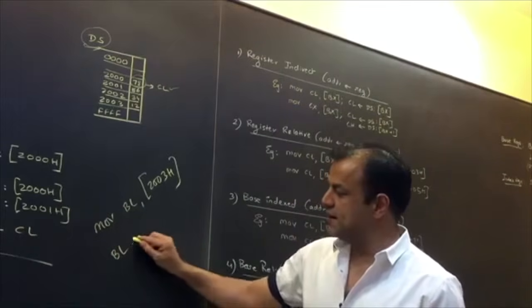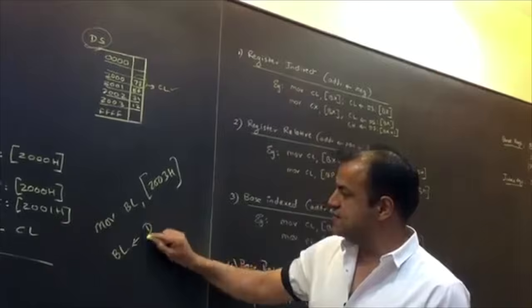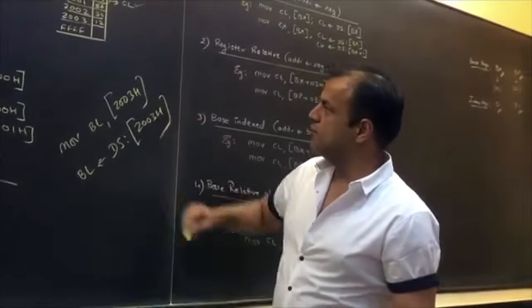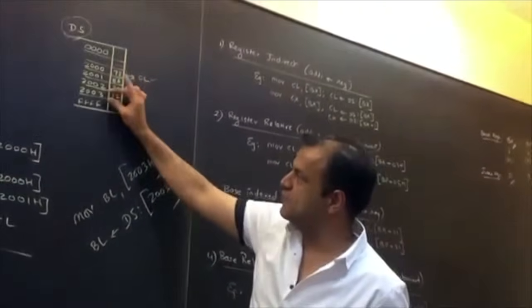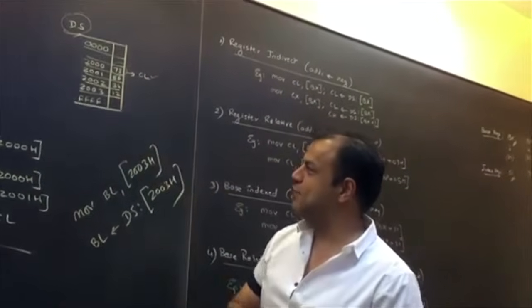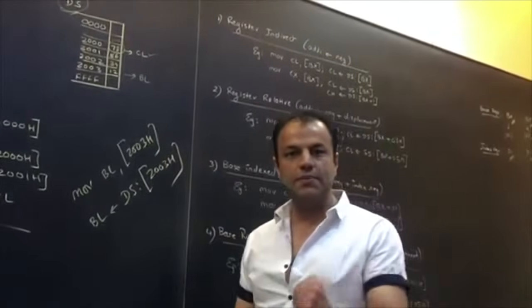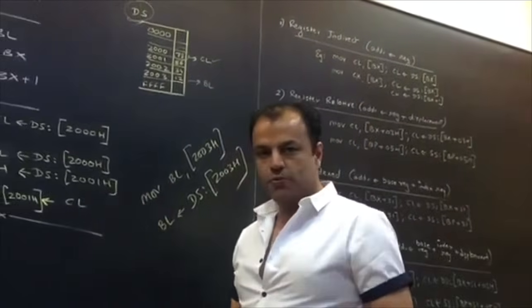BL is getting the data. From which segment? Data segment. From offset address 2003. Look at the board. This is the data segment, this is offset address 2003, it contains a value 12. In this example, this value 12 will come inside the BL register. Please tell me, did you understand this? So I hope you understood what direct addressing is. Let's take a few more examples.